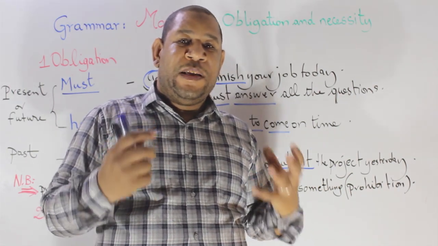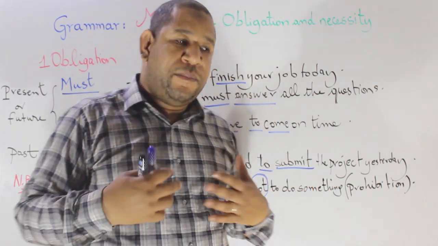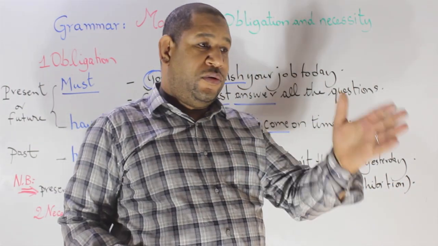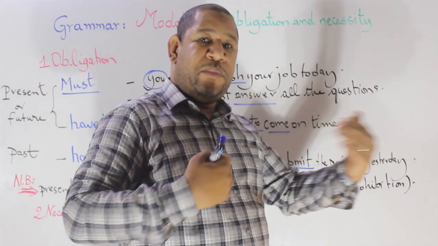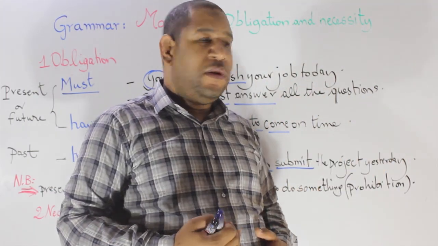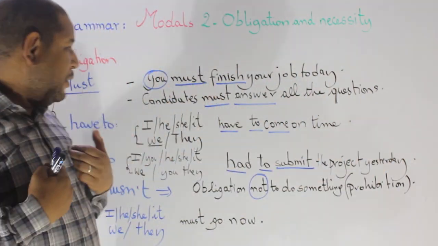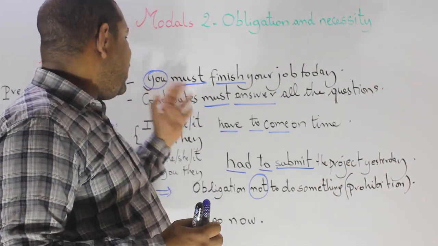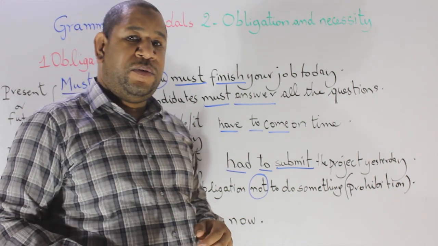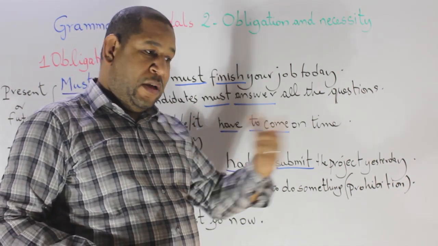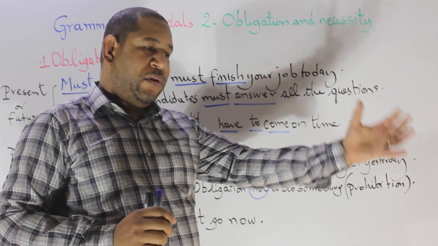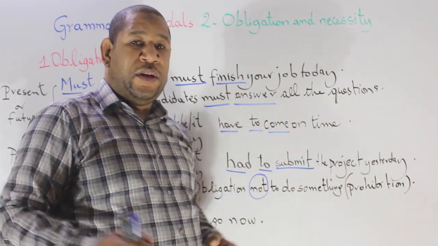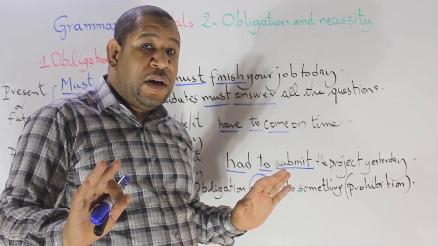If obligation is direct, for example, I am the one who is going to oblige someone to do something, and that someone is in front of me, we are face to face, like the first sentence, the boss, the employee. So we say, you must finish your job today. Okay? It's the boss speaking to the employee, the teacher to the student, maybe the father to his son, etc. Something that is obligatory. Okay?